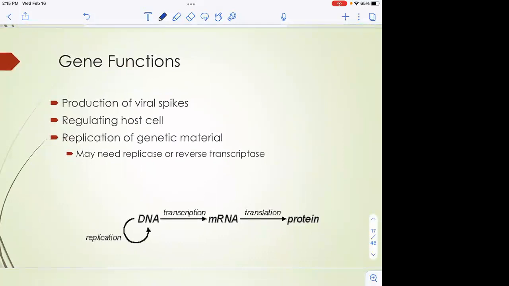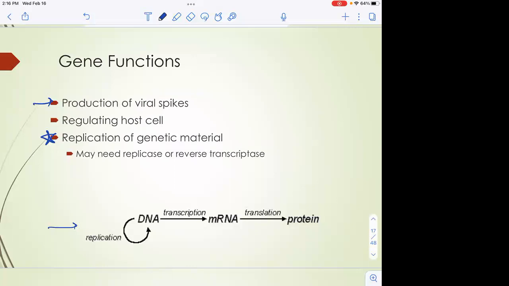They may need some information that would encode for viral spikes. They might need to regulate the host cell in some way, turn certain genes off, turn other ones on to help them replicate themselves. Usually a big one here is replication. They have to have a way to replicate their genetic material. So if they're a DNA virus, in the past, sometimes I've taught this before I talked about genetics, they just take over the host machinery. They've got the enzymes to replicate the DNA, to transcribe the RNA and translate into proteins.